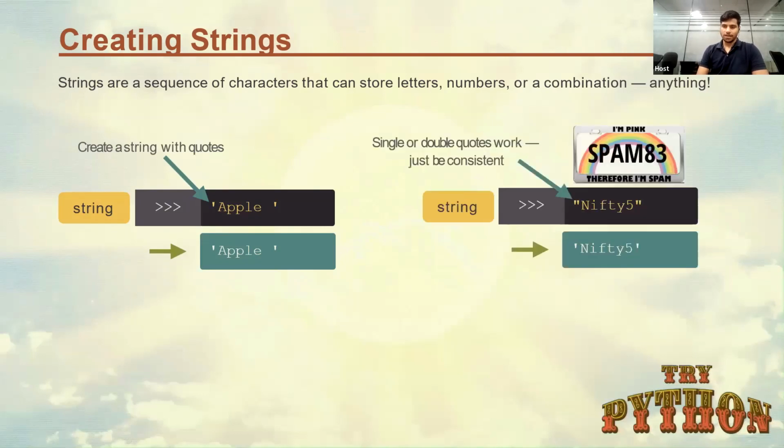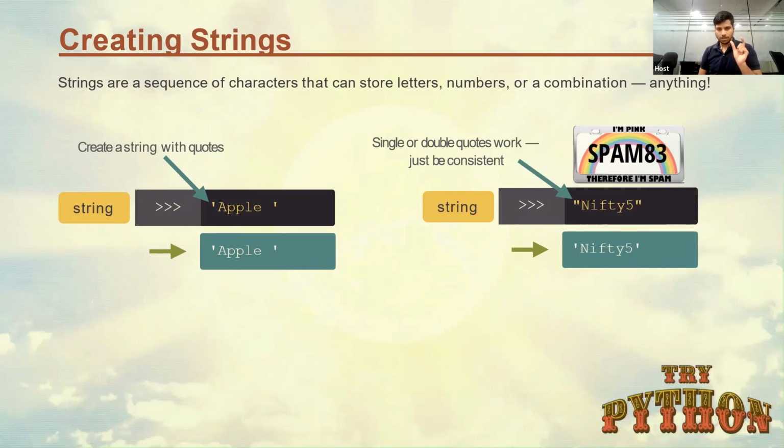If you want to make a string in Python, you either use a single quote like this, or you use a double quote like this. Anything you can use. Single quote will work, double quote will also work. The only thing you have to make sure is don't use a single quote at the start and a double quote at the end. You need to be uniform: either single quote, single quote, or double quote, double quote. This is one thing you should remember.